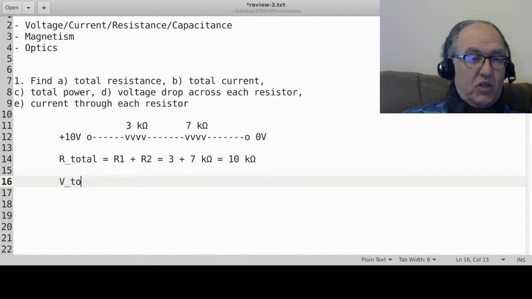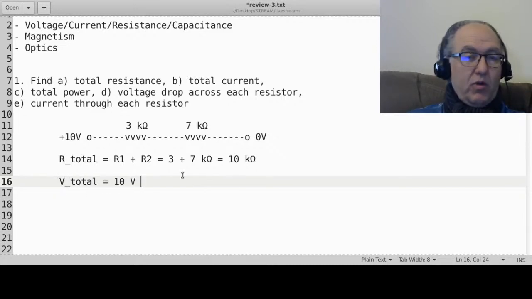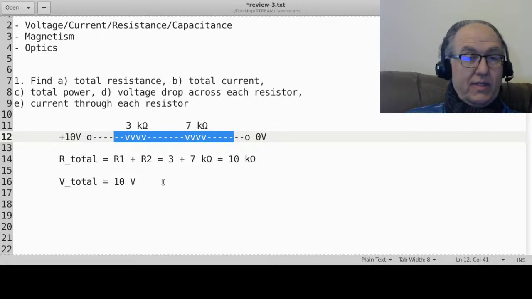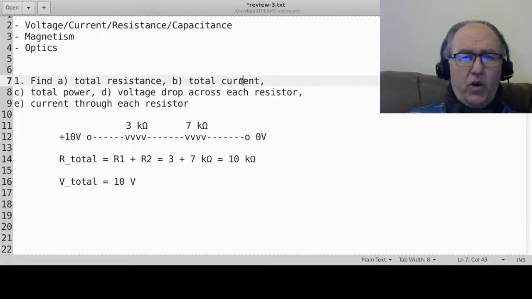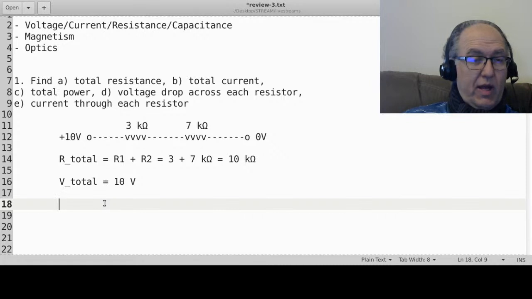You could write something like V total is equal to 10 volts like that. It's not the voltage across the 3 kilo ohm, it's not the voltage across the 7, it's the voltage across both of them, so it's like a total. And you say, well, is there a relationship between current, which is what I'm asking for, and R and V? And the answer is yes. And this is Ohm's law. V is equal to IR.